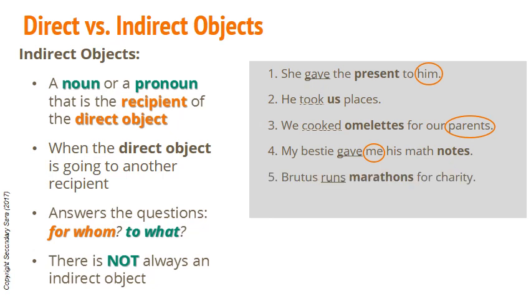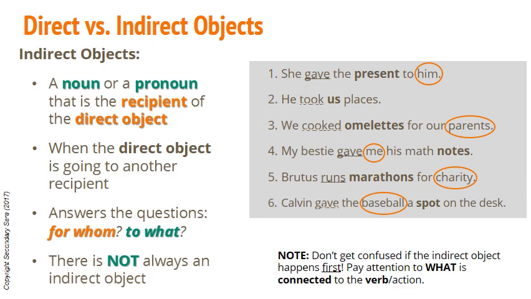Brutus runs marathons for charity. For what does he run? For charity. Calvin gave the baseball a spot on the desk. To what did he give a spot? The baseball. Don't get confused if the indirect object happens first. Pay attention to what is connected to the verb or action.